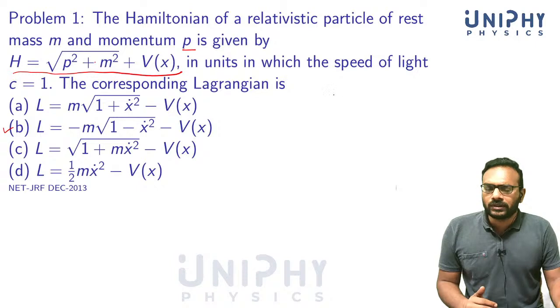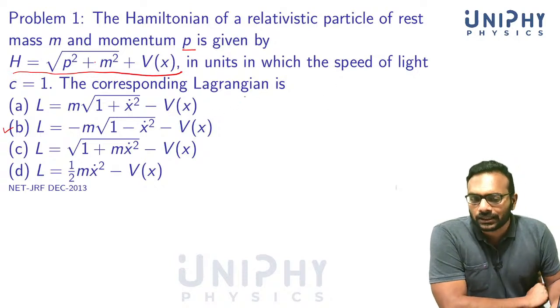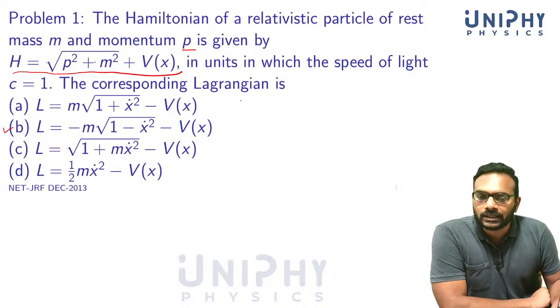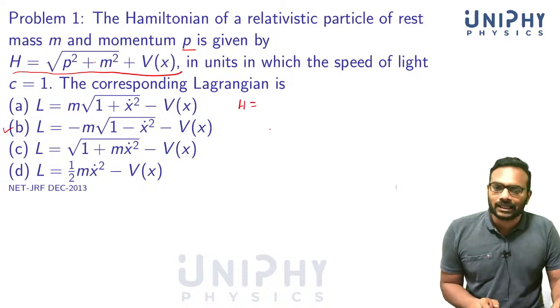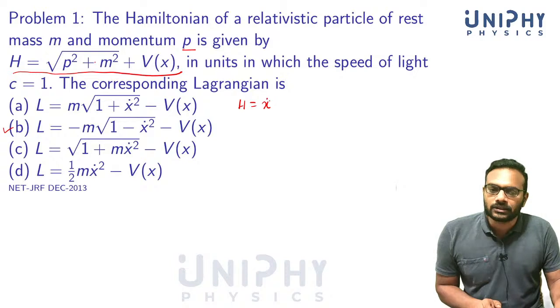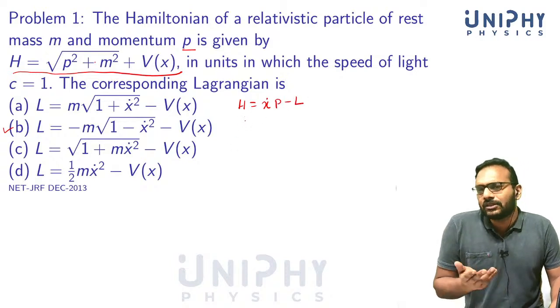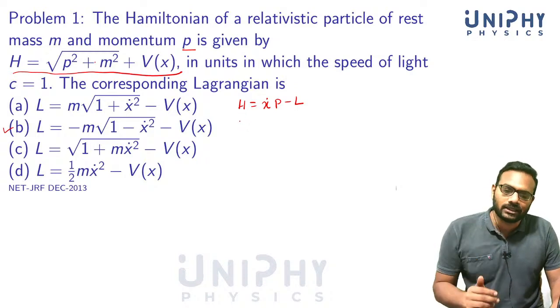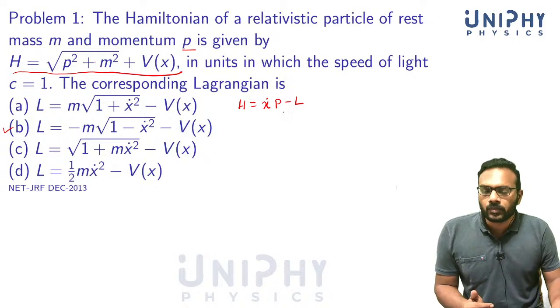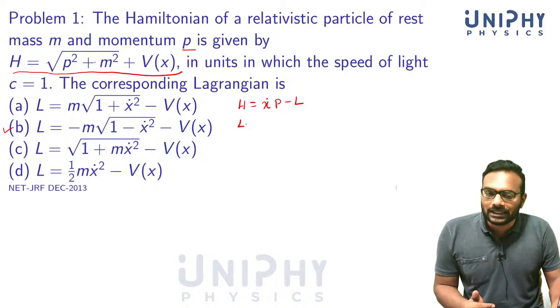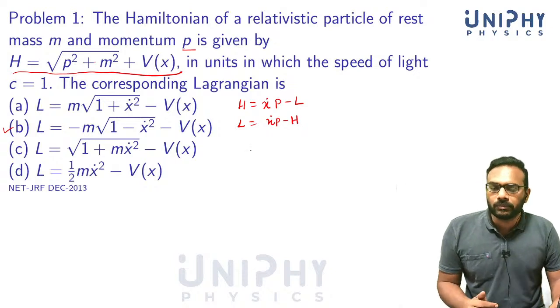Now how do we solve this quickly? Okay. So we know that the Legendre transformation connecting the Hamiltonian and the Lagrangian can be written as x dot p minus L. This is just one dimension, so we don't have a summation. We have just one variable x and corresponding conjugate momentum p. So correspondingly, we know that L is equal to x dot p minus H. So that's how we plan to solve this problem.